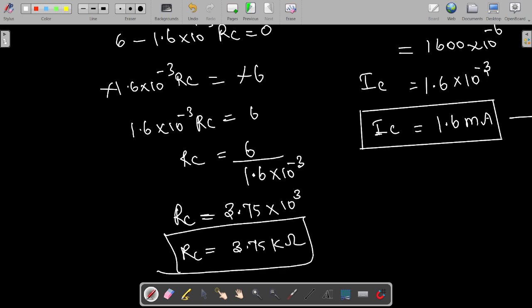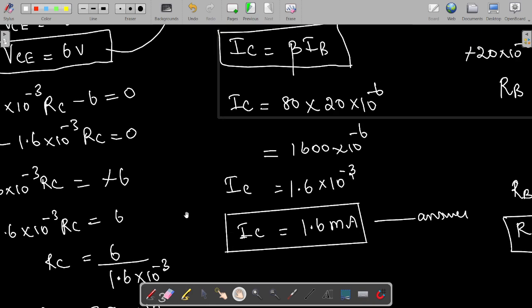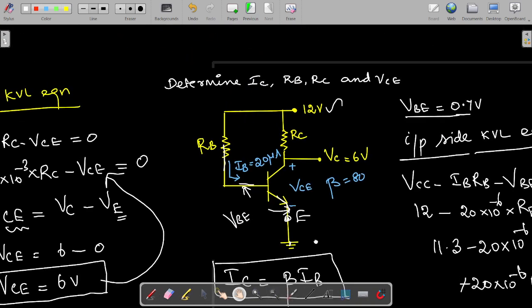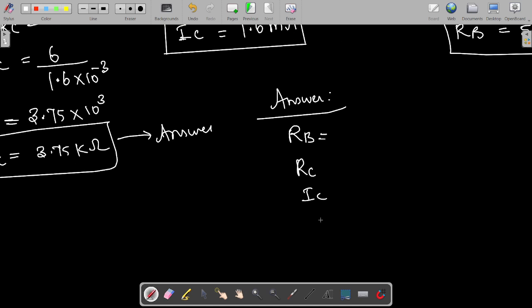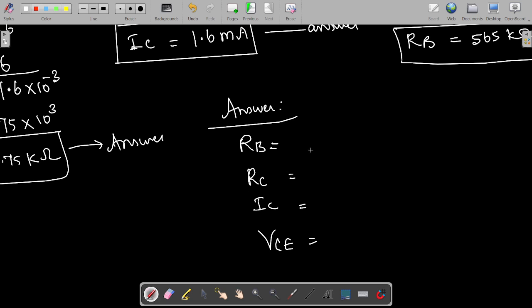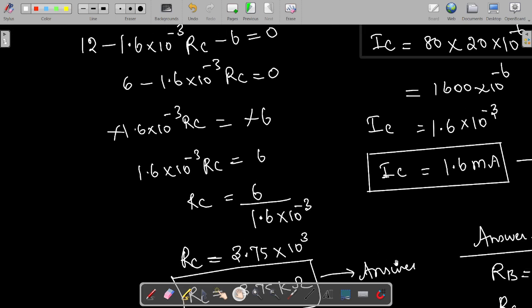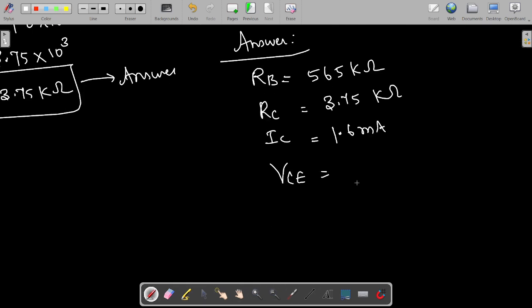So we got all the answers now. When you summarize these answers, first we know what is the RB value, and we have to write the RC value, the IC value, and the VCE. RB is 565 kilo ohms, and the RC value is 3.75 kilo ohms. IC value is 1.6 milliamps, and VCE is nothing but VC, so it is 6 volts. So these are the answers we got.